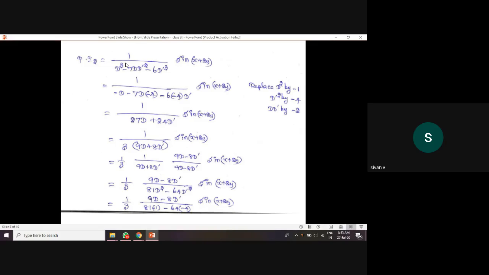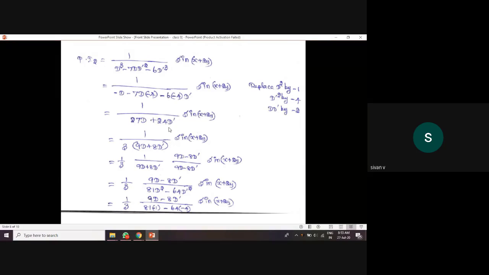Here D cube can be split up as D into D square, and D dash cube can be split up as D dash into D dash square. We substitute the values here, and here D square we also substitute the values. After this, we will get this change. So at this stage also we can get the conclusion.